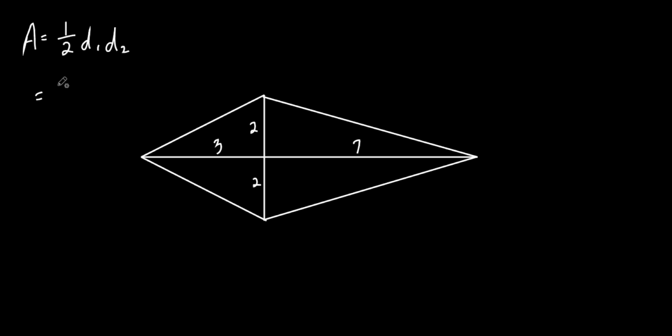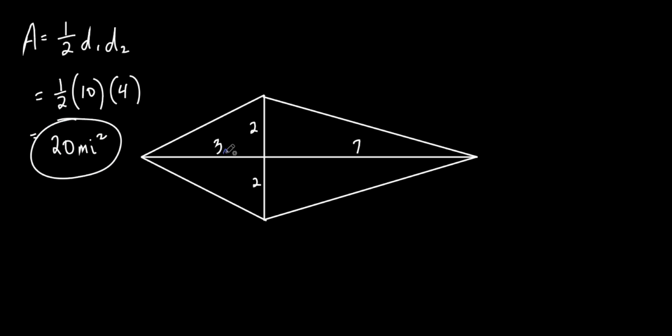So, one of the diagonals is 10, isn't it? See this one right there, 3 and 7, that's a 10. What's the other diagonal? 4. And now you just do the math. Super easy. That's 40. Half of 40 is 20 units. Let's go big. Let's go miles. Miles squared, okay?